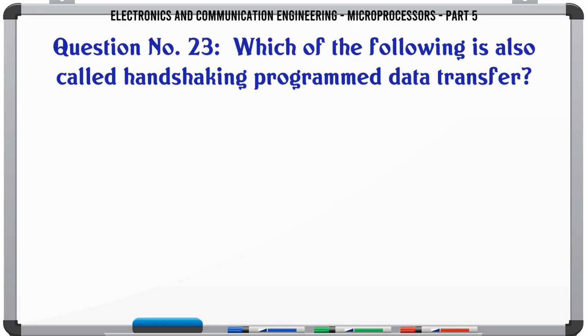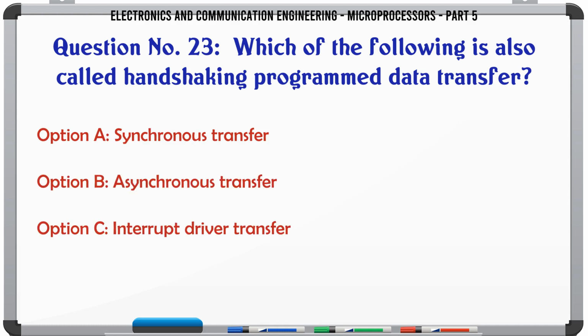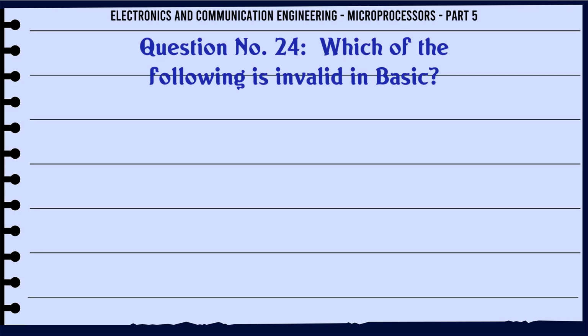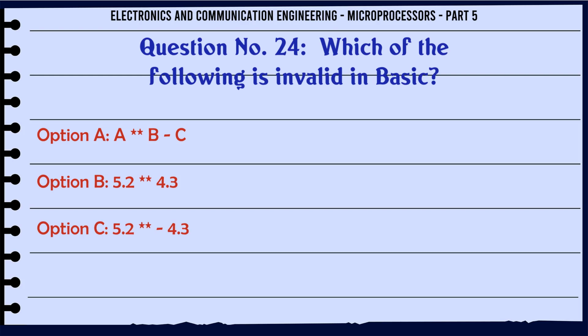Which of the following is also called handshaking programmed data transfer? A. Synchronous transfer. B. Asynchronous transfer. C. Interrupt driven transfer. D. Both A and C. The correct answer is asynchronous transfer. Which of the following is invalid in BASIC? A. ABC. B. 5.24.3. C. 5.24.3. D.